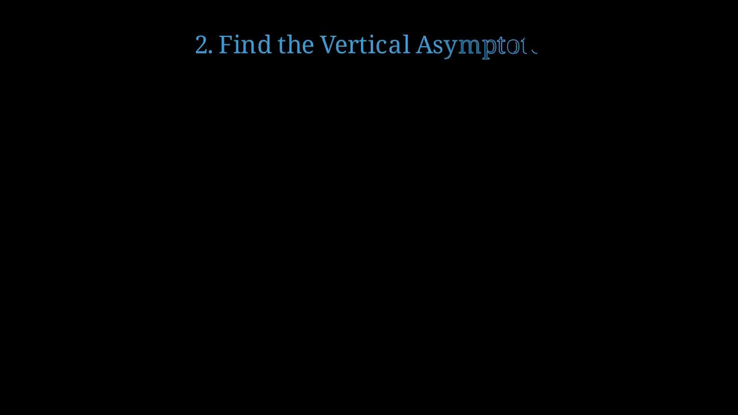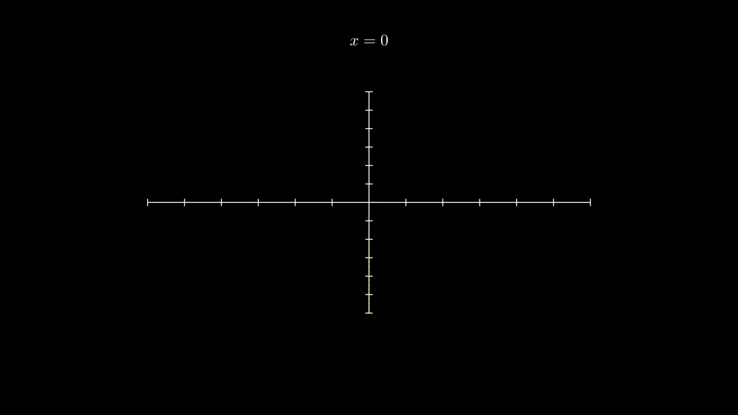Next, we need to find the vertical asymptote. The vertical asymptote occurs where the denominator of our fraction equals 0. Setting x equal to 0, we find our vertical asymptote at x equals 0. Here's the vertical asymptote at x equals 0, shown as a dashed line.